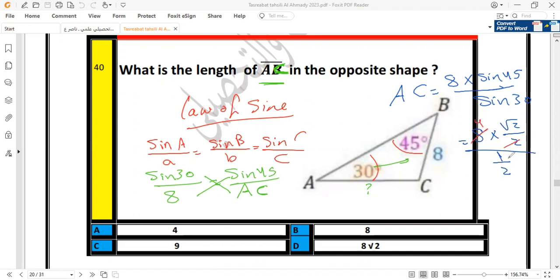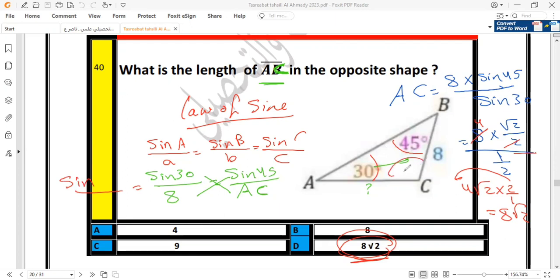4 square root 2 divided by half means multiply by 2 over 1. We can multiply by the reciprocal of 1 over 2, converting division to multiplication: keep, change, flip. It's going to be 2 over 1. So 2 times 4 equals 8 square root 2. AC is 8 square root 2.